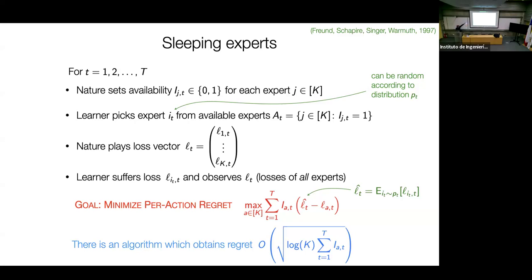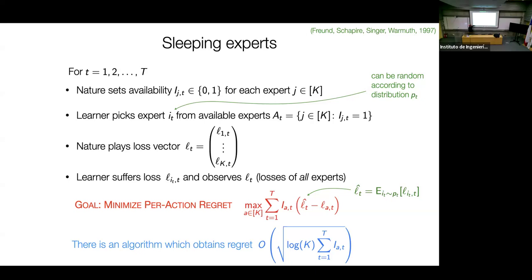So this problem is called sleeping experts. We're going to have two players. Nature is going to be the adversary. You can imagine that nature is the one controlling the availability of each expert in each round. Nature is first going to set an availability for each expert j in round t. It'll just be a binary value, 0 or 1. And then the learning algorithm, possibly using randomization, is going to pick an expert I_t. You can imagine that I_t is drawn from some distribution p_t over the experts.